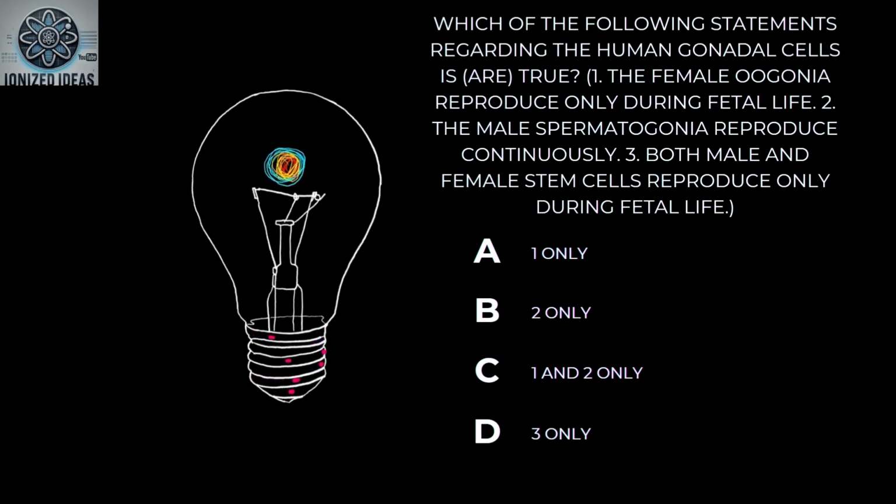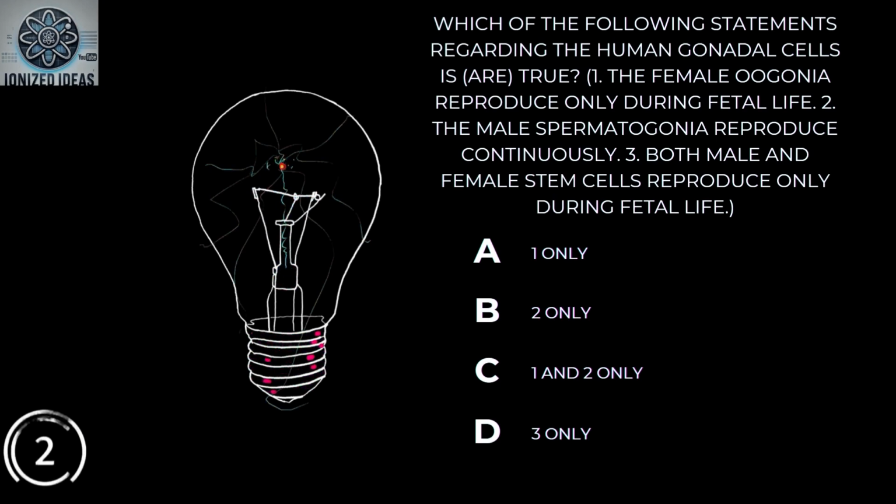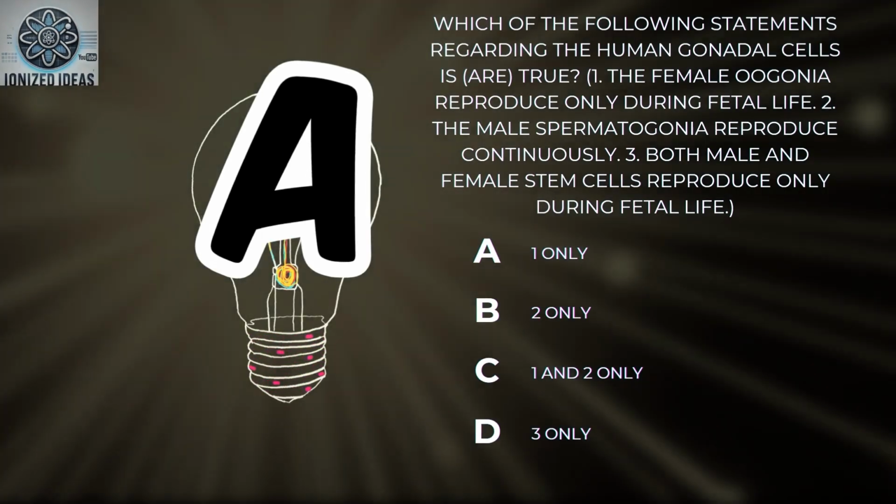Which of the following statements regarding the human gonadal cells are true? 1. The female oogonia reproduce only during fetal life. 2. The male spermatogonia reproduce continuously. 3. Both male and female stem cells reproduce only during fetal life. A. 1 only. B. 2 only. C. 1 and 2 only. D. 3 only.